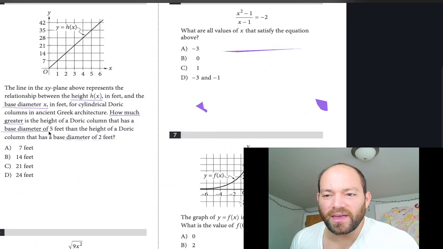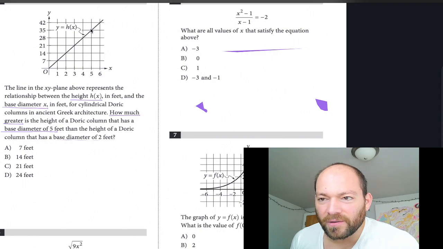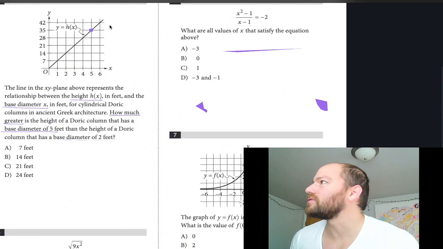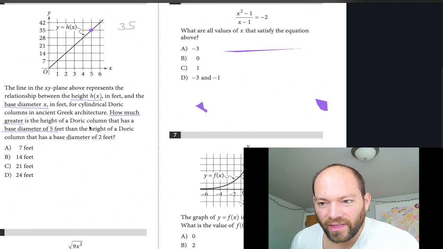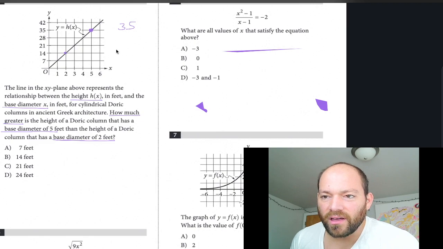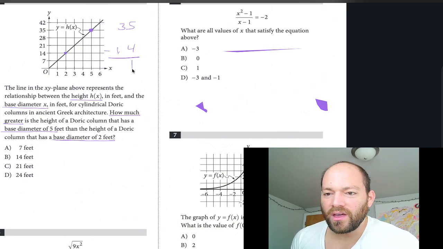So they tell us base diameter of 5. We go to the x of 5 up here. So it looks like that y value is 35. And they say base diameter of 2. That's over here. That's a y value of 14. We're going to subtract these two numbers. 5 minus 4 is 1. So we know the answer is going to end in a 1.